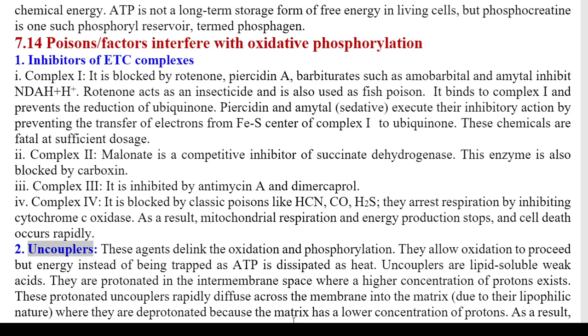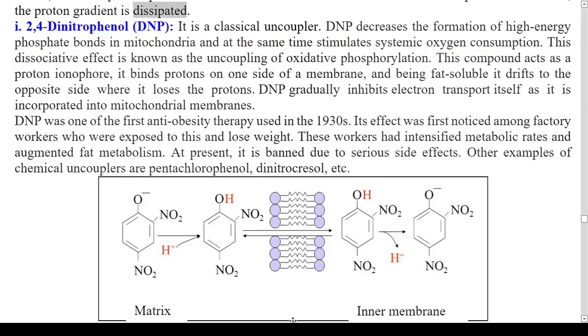2. Uncouplers: these agents delink the oxidation and phosphorylation. They allow oxidation to proceed but energy, instead of being trapped as ATP, is dissipated as heat. Uncouplers are lipid-soluble weak acids. They are protonated in the intermembrane space, where a higher concentration of protons exists. These protonated uncouplers rapidly diffuse across the membrane into the matrix, due to their lipophilic nature, where they are deprotonated because the matrix has a lower concentration of protons. As a result, the proton gradient is dissipated.